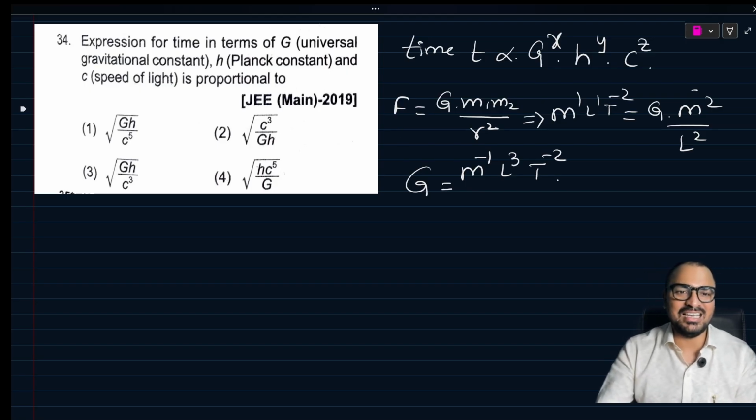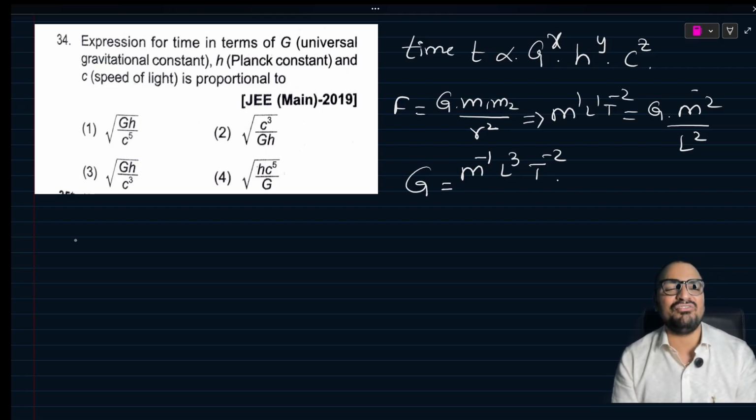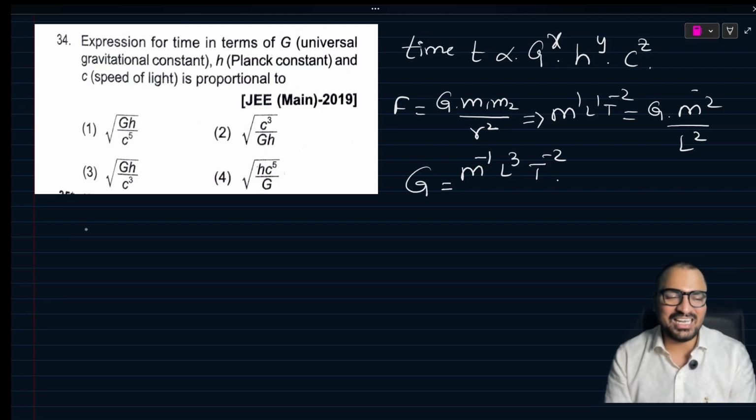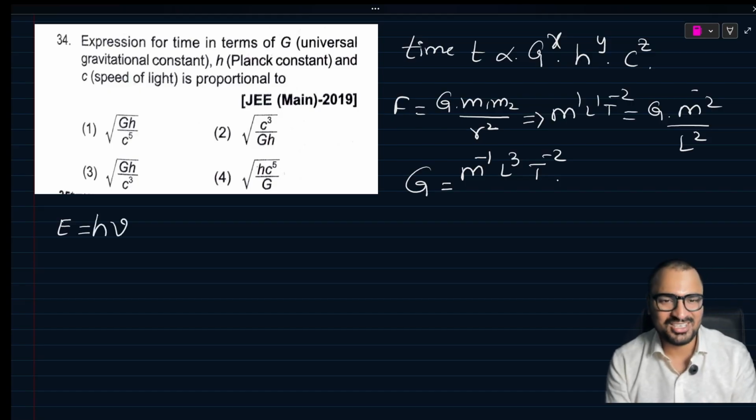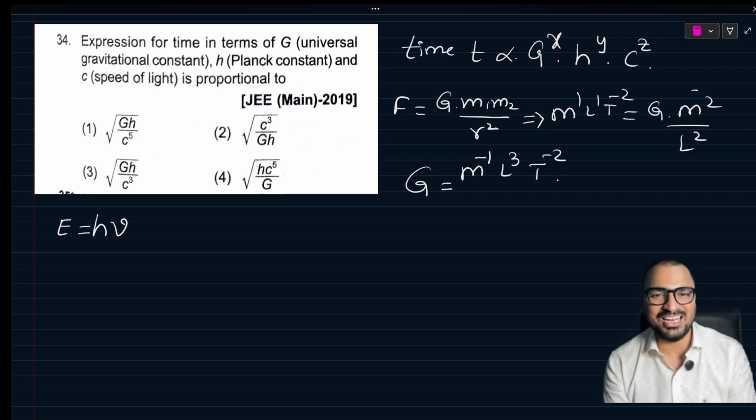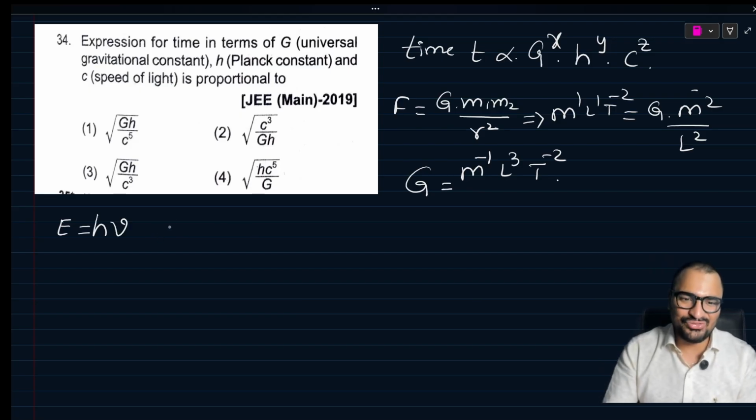And we can find the dimension of Planck's constant h, generally from Planck's equation, energy E is equal to h nu. Planck's constant, Planck's equation, the energy equation. It's from the quantum theory of radiation, light, yes. So nu is frequency.